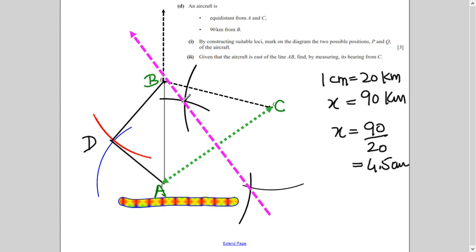Okay, so after this, the second part of the question was saying an aircraft is not only equidistant, but at the same time 90 kilometer from B. So this is the second condition of the aircraft which is flying. I will check how many centimeters 90 kilometer is. So it is 4.5 centimeter, right?